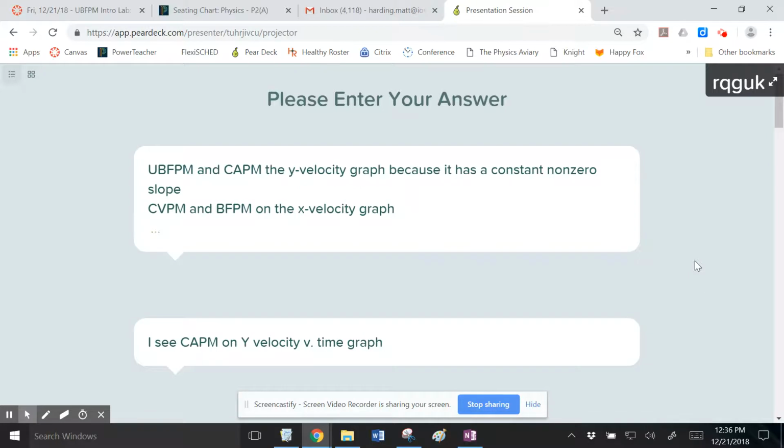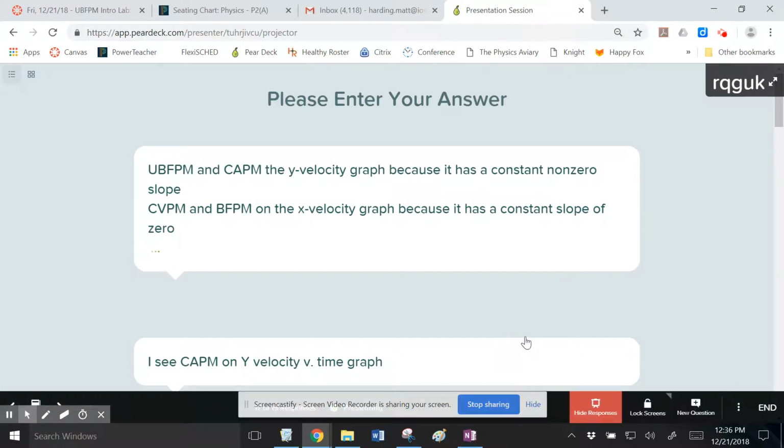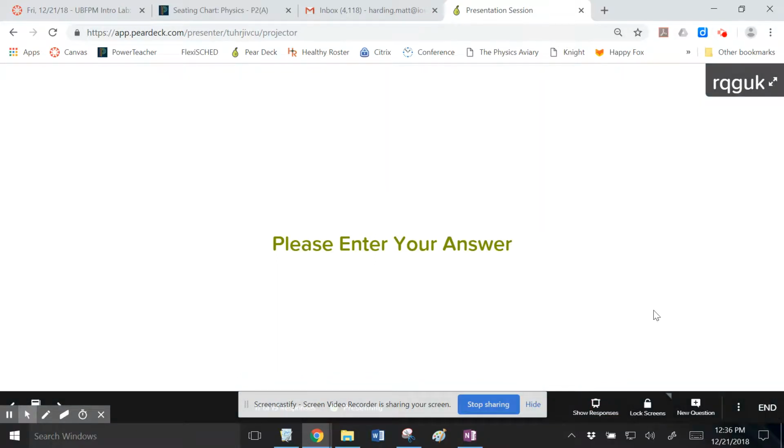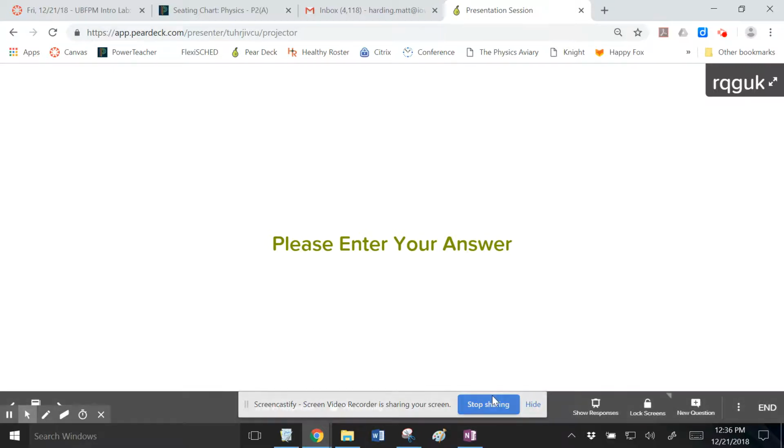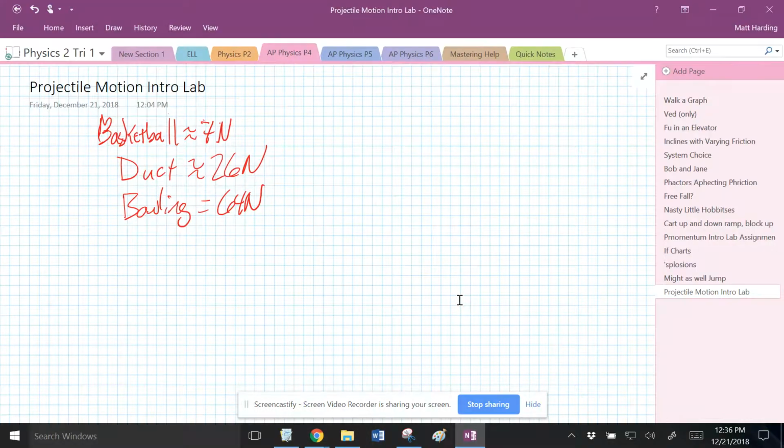So this thing is doing two things at once. It's doing CAPM in the y. It's doing CVPM in the x. It's doing both of the things that we've studied so far, and it's doing them at the same time. So I want to try to get some insight into what's happening there, okay?